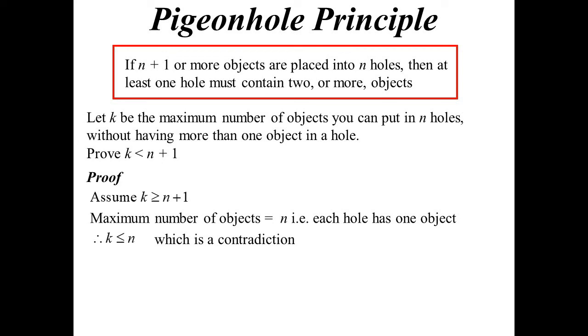Because how's it going to be greater than or equal to n plus 1, but also less than or equal to n? That's impossible. So therefore, it can't be true that K is greater than or equal to n plus 1. So yes, K is less than n plus 1. To be honest, I don't know if I'm happy with that proof, but anyway. It's a very simple idea, and intuitively we can see it has to be true.